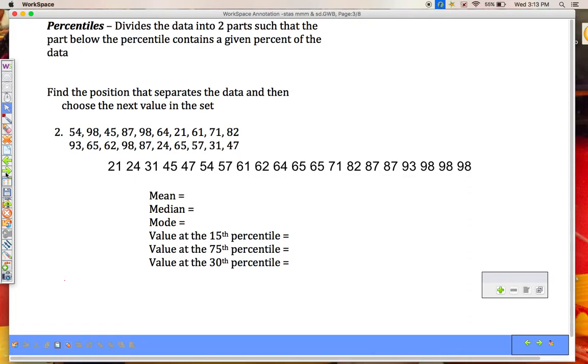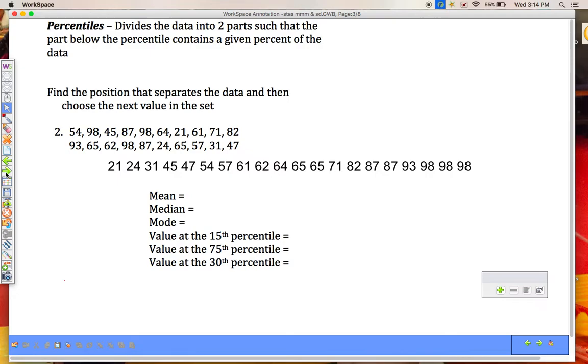Starting easy. All right, the next concept is percentiles. The definition of a percentile: a percentile is a number that divides the data into 2 parts such that the part below the percentile contains a given percent of the data. A little confusing, but hopefully when you've taken standardized testing, it says you scored in the 85th percentile, the 90th percentile, the 98th percentile, the 30th percentile.